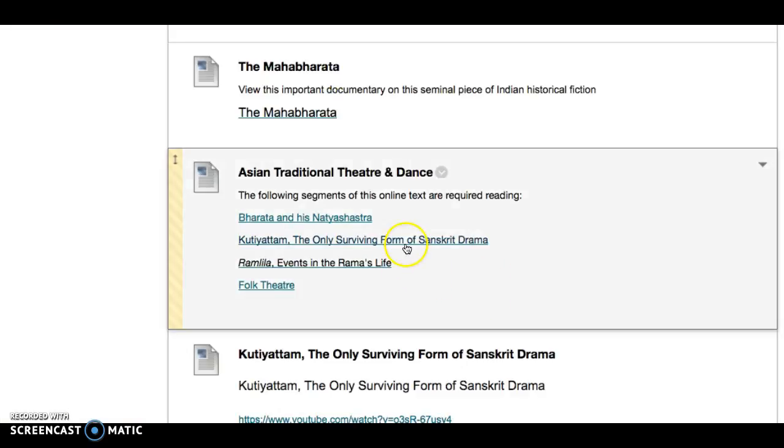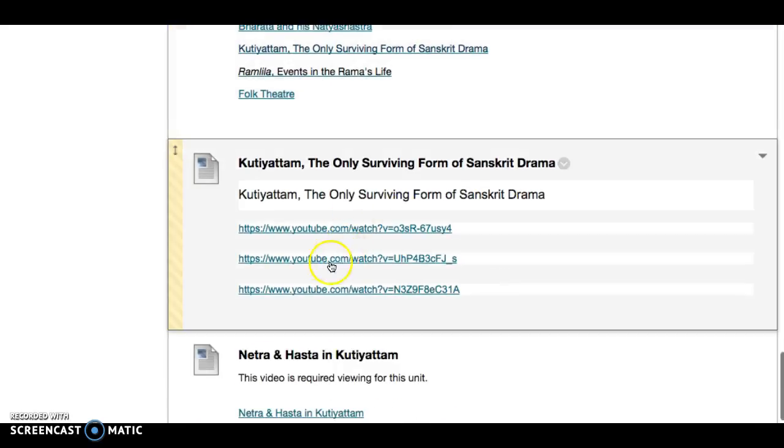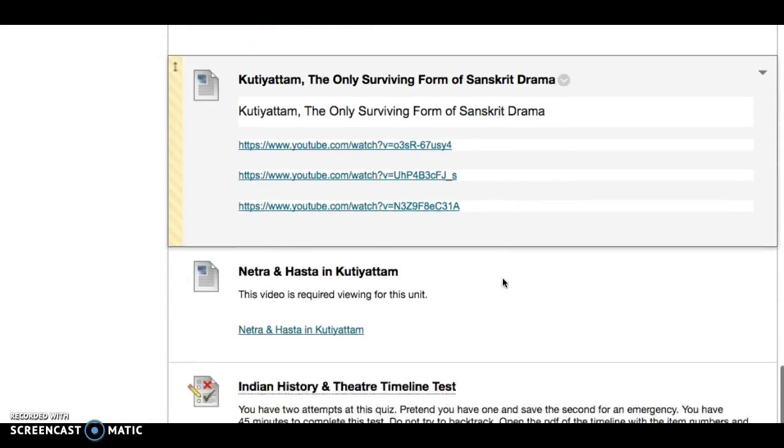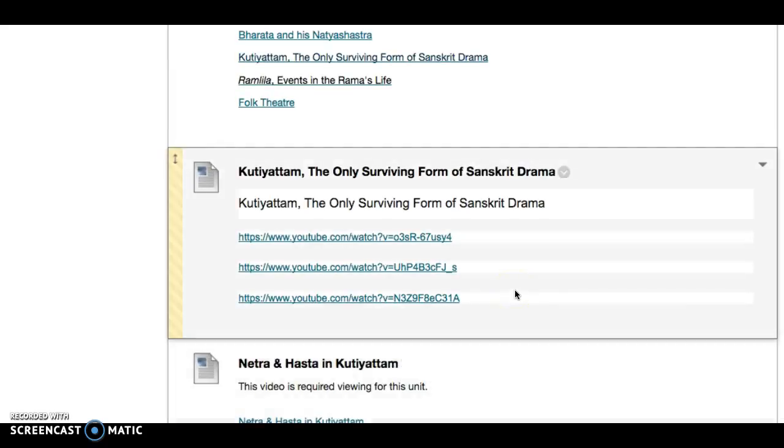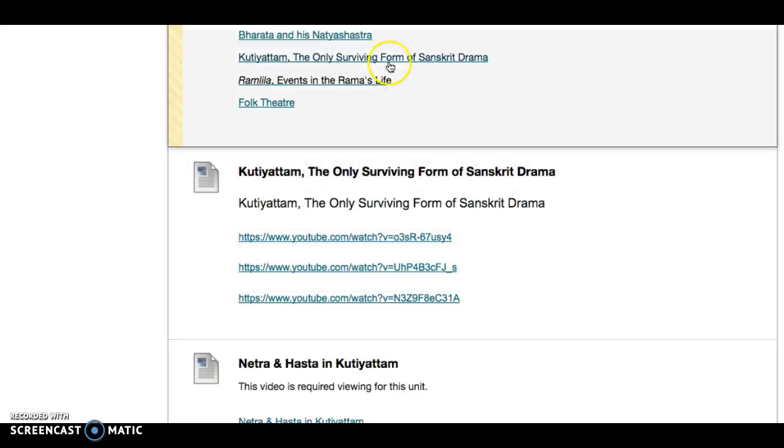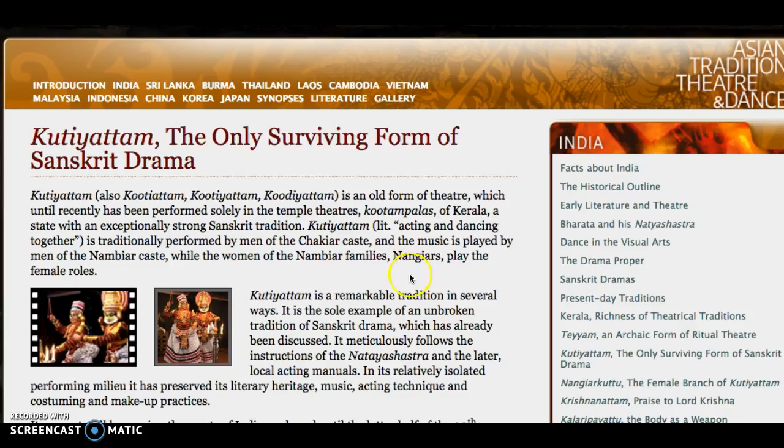When we look at the next segment of the assignment of reading, we get into the Kudiyattam. There is a significant interview here with an expert on the Kudiyattam in your required viewing, which is the next item in the menu. And then this is a longer documentary on Kudiyattam, which I think will give you a really good idea of this, the only surviving form of Sanskrit drama. Now, when we say the only surviving form of Sanskrit drama, what we're saying is it is the only continuously performed form of Sanskrit drama.